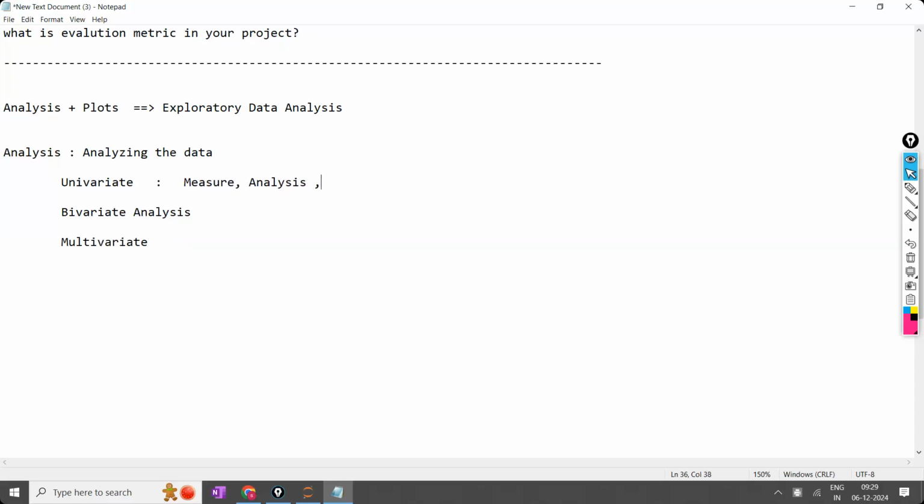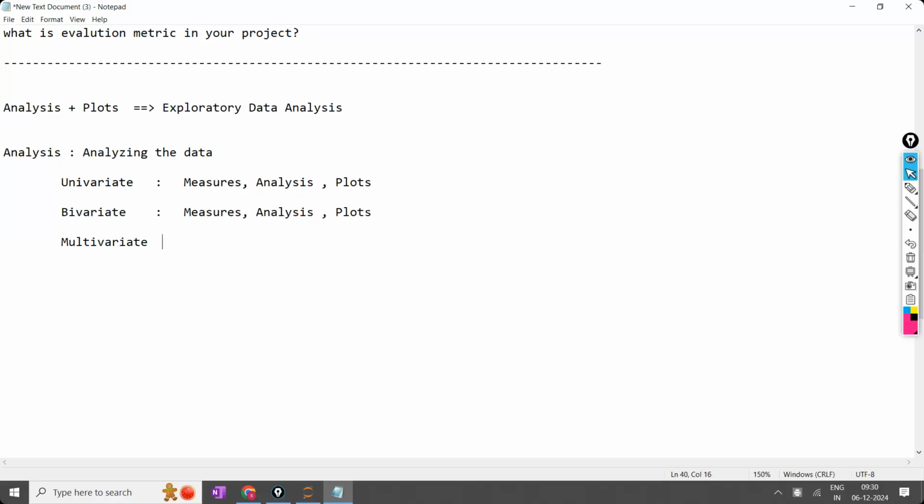For univariate, various plots are available, and all three are different. For bivariate, by combining two variables, we have different types of measures. Various measures are available on this. You have the analysis over this, and by combining two variables, you have some different types of plots.